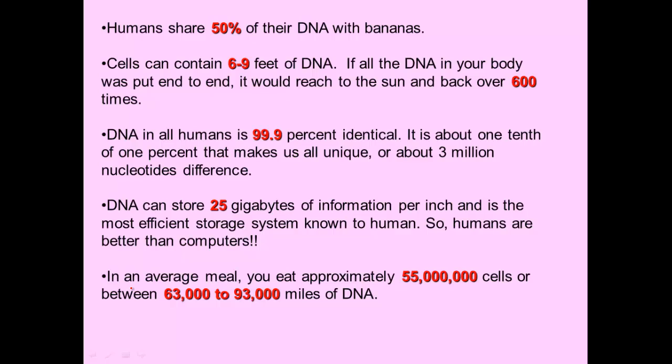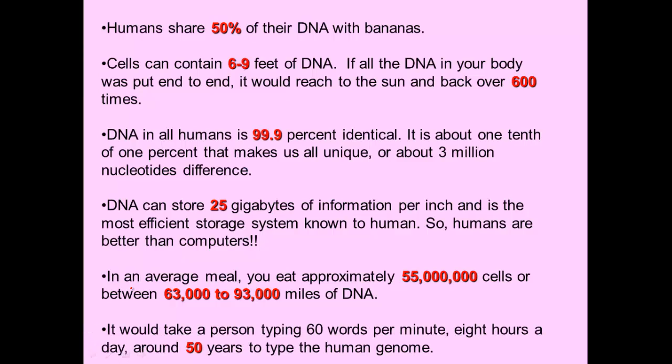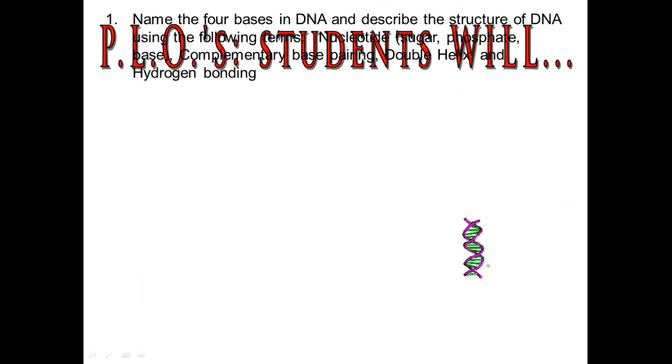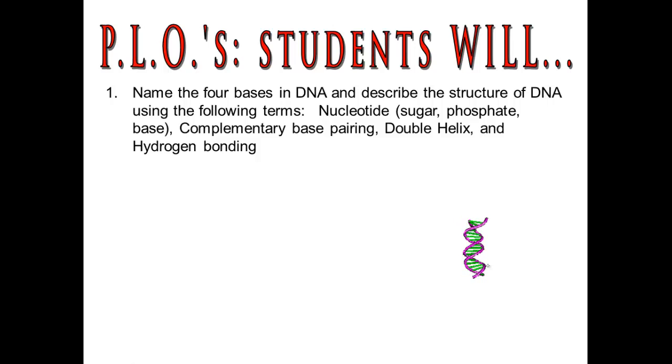And your DNA can store more information than computers can. And when you eat a meal, you eat almost 93,000 miles of DNA at every meal. In the next 60 seconds, in the next minute, your body will make enough DNA that if you linked it together, it would stretch 100,000 kilometers. So your body's constantly making and replicating DNA. If you look at these chromosomes, this is a great picture of all of the chromosomes in one cell in your body. There's 23 pairs and 46 altogether.